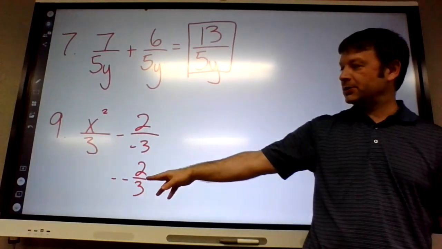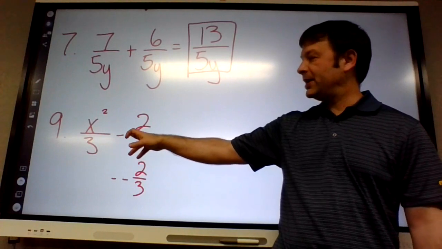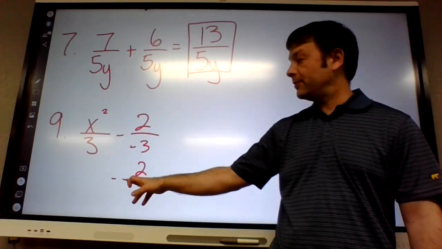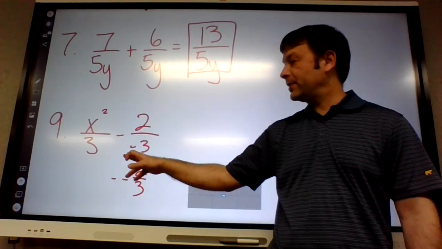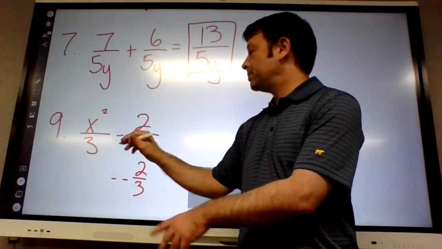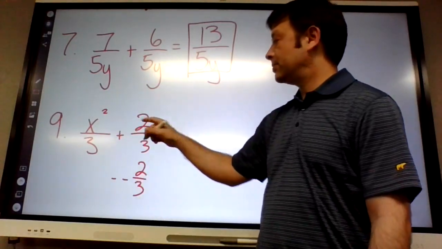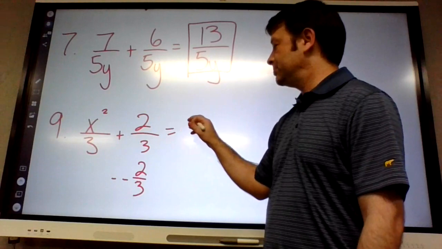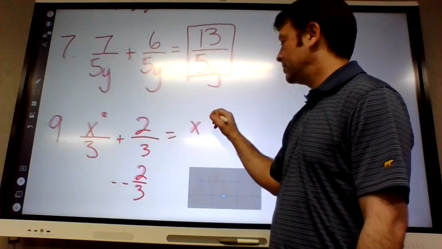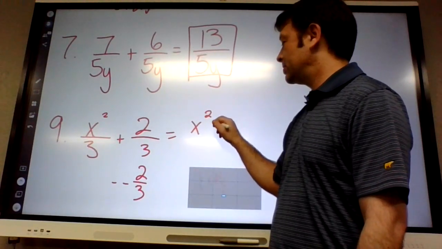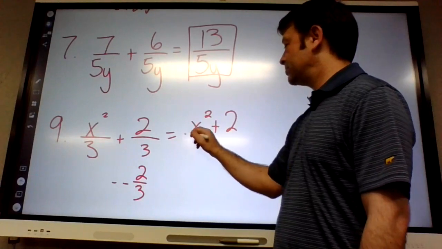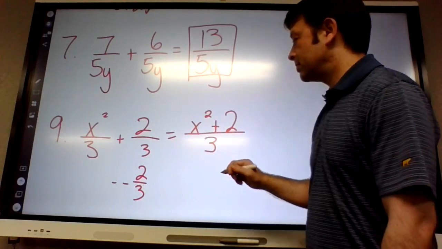You guys follow that? If there's a negative in here, it's like the whole thing is negative. So minus negative makes it actually like a plus. So x squared plus 2, does that simplify? No, that means multiply. It's just x squared plus 2 over 3.